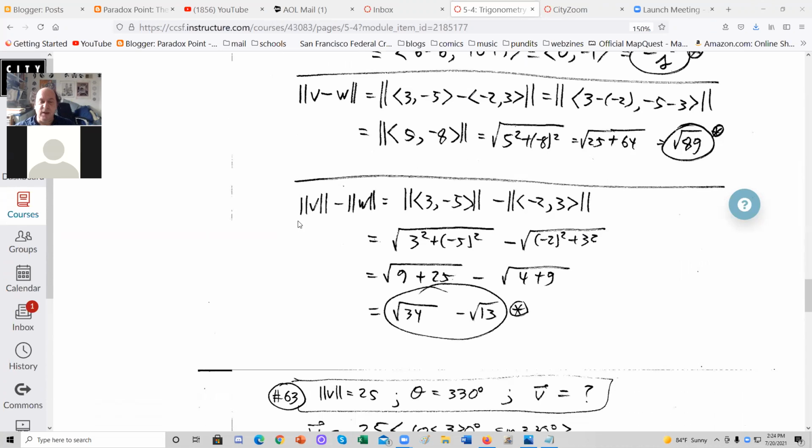Now, here we have length of v minus length of w. Length of 3 by negative 5 minus length of negative 2 by 3. Well, length of 3 by negative 5 is the square root of 3 squared plus negative 5 squared, which is root 9 plus 25, root 34. Length of negative 2 by 3 is negative 2 squared plus 3 squared, 4 plus 9, root 13. So the end result is root 34 minus root 13, which, as you might guess, is quite different from root 89. So it matters which you do first, the subtract or the absolute value.